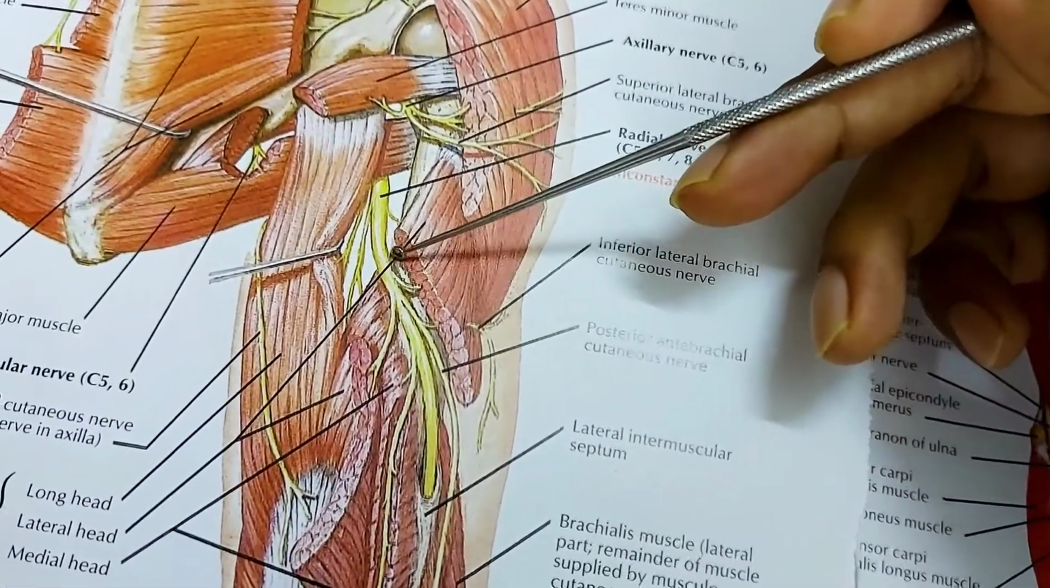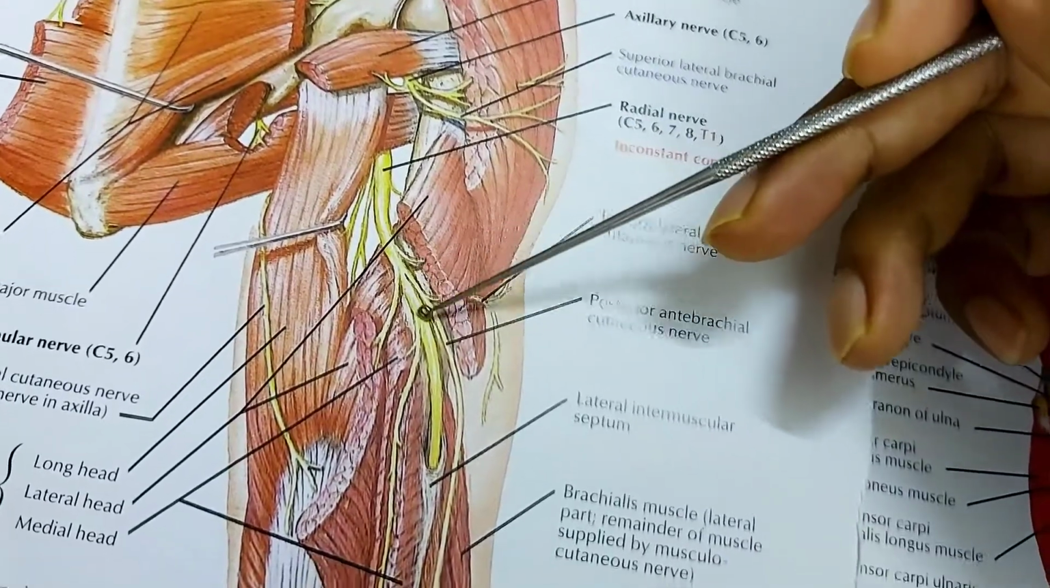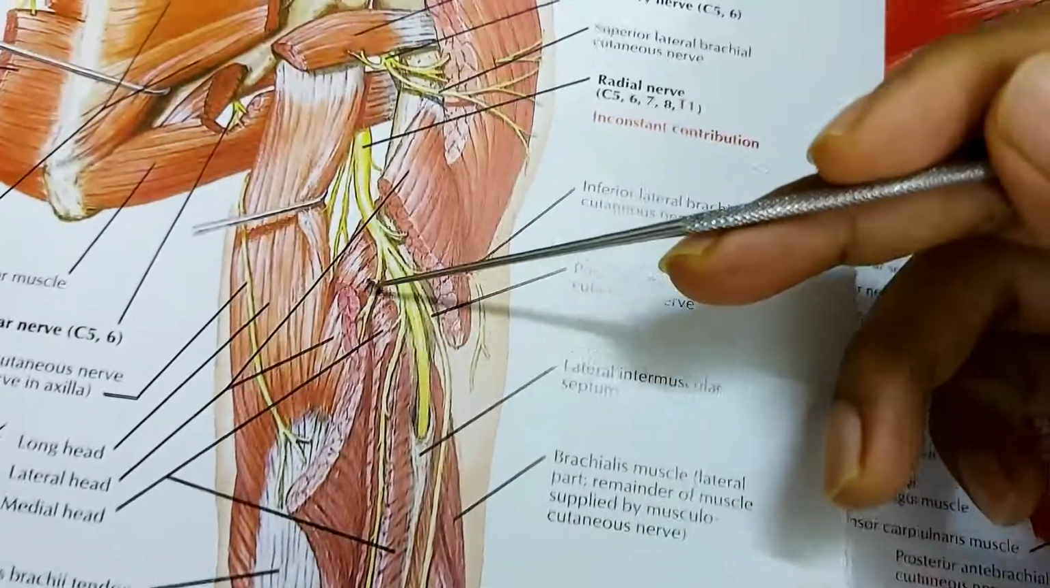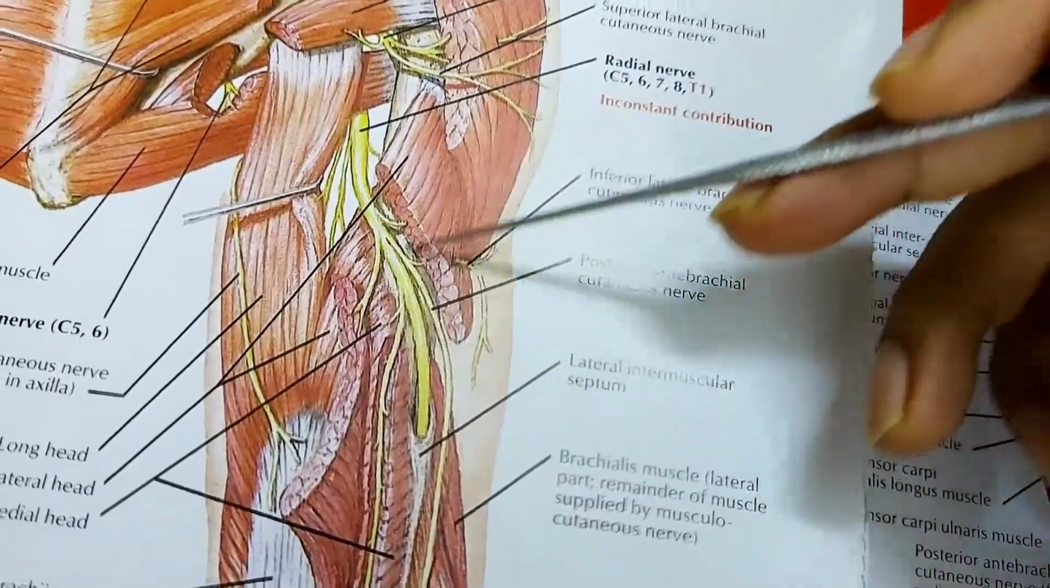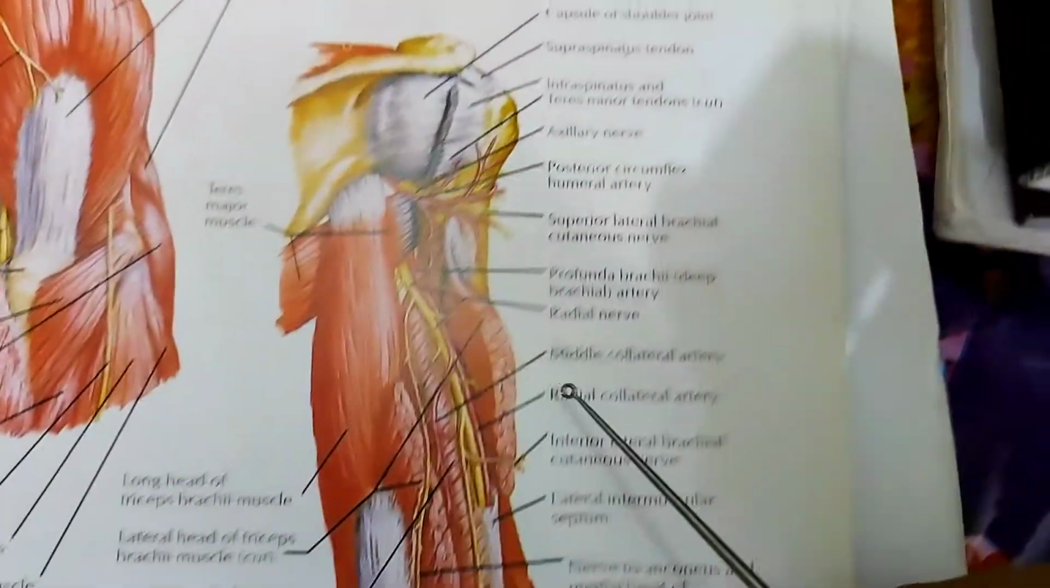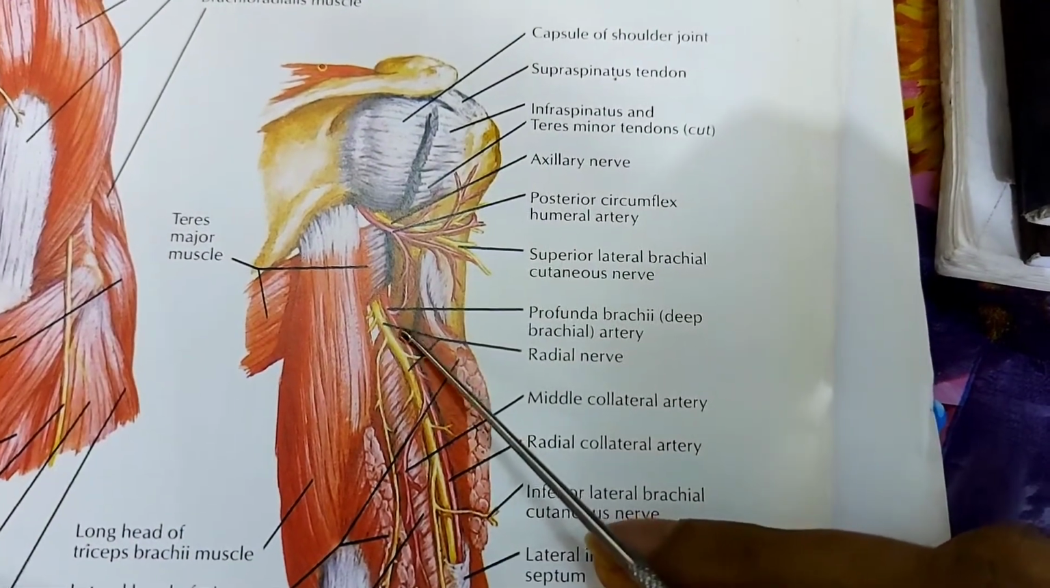After entering into the back of the arm, this nerve runs laterally through the radial groove, and then it passes downward. There are some branches here to supply these muscles of the back of the arm. This is the radial nerve. There is another structure just lateral to this radial nerve. This is the profunda brachii artery.